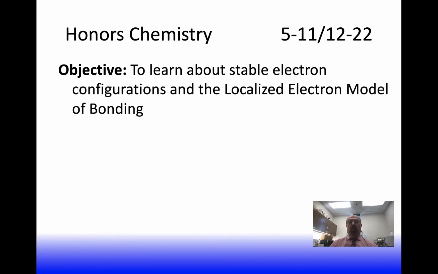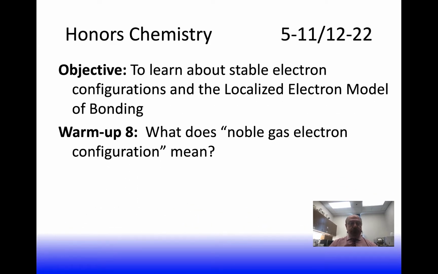So let's take a quick look at the warm-up and objective. All right, so you still need to write this down in your notes, so you have warm-up number 8. So we're going to learn about what is called stable electron configurations, the localized electron model of bonding, and we'll talk a little bit about the size of ions and also what polyatomic ions are, just a little bit. Then we'll finish with the homework.